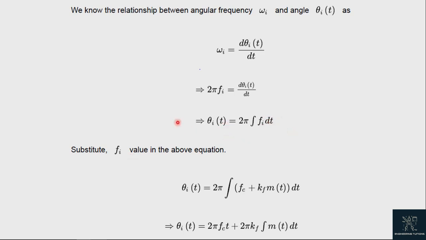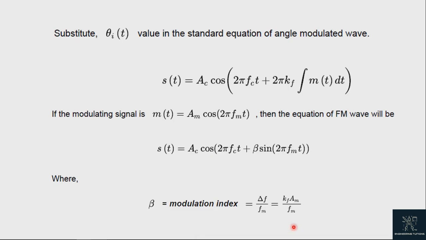Substituting the fi value in the above equation, we get θi = 2π ∫(fc + kf m(t)) dt. So θi = 2π fc t + 2π kf ∫m(t) dt. Substituting the θi value in the standard equation of the angle modulated wave, s(t) = Ac cos(2π fc t + 2π kf ∫m(t) dt). This is the equation of the FM wave.